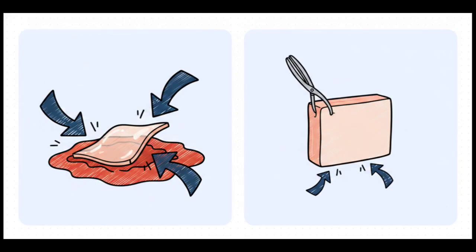Here's the deal. Split thickness grafts suffer severe secondary contracture. We're talking around 40%. But full thickness grafts, they're the exact opposite. They have massive immediate primary contraction, but practically zero secondary contraction once they're fully healed.